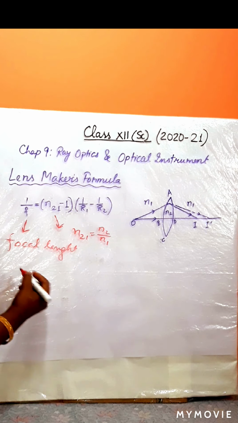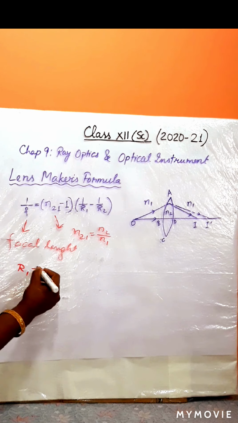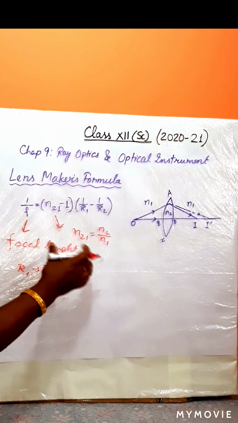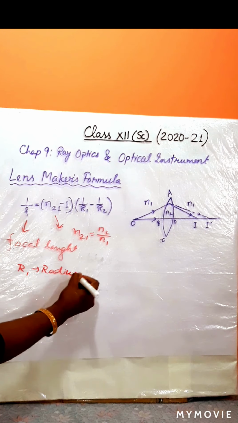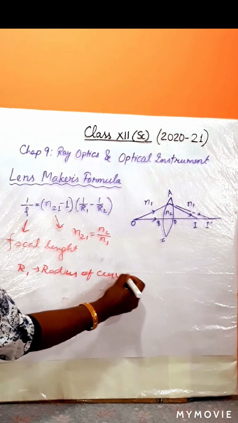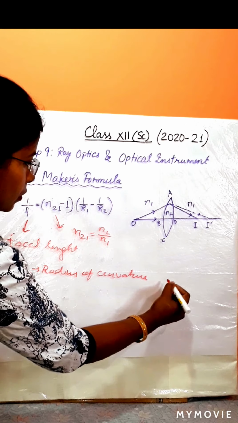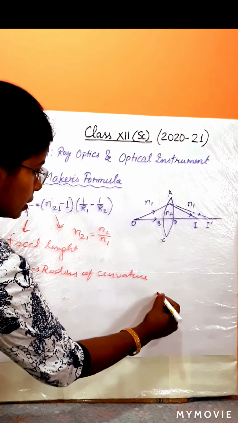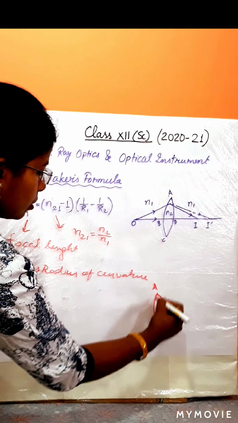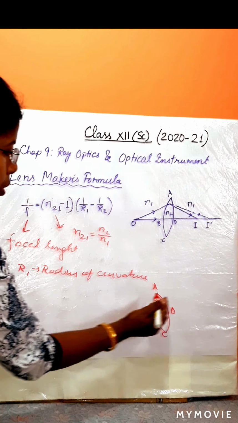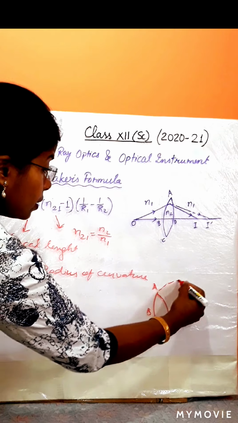Now R1 and R2. Here R1 and R2 are known as radii of curvature. Radius of curvature. So here, suppose it's a lens, lens A, B, C, D. Now there are two spherical surfaces here.